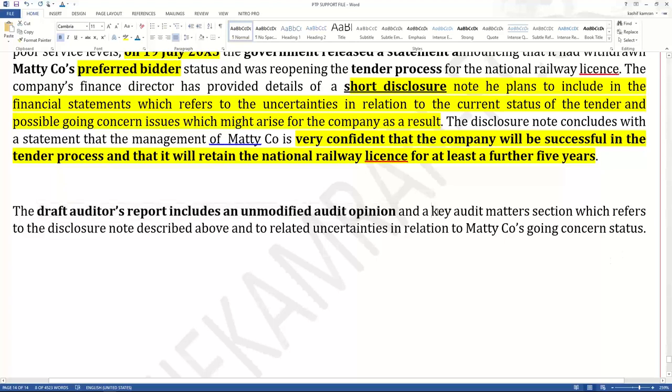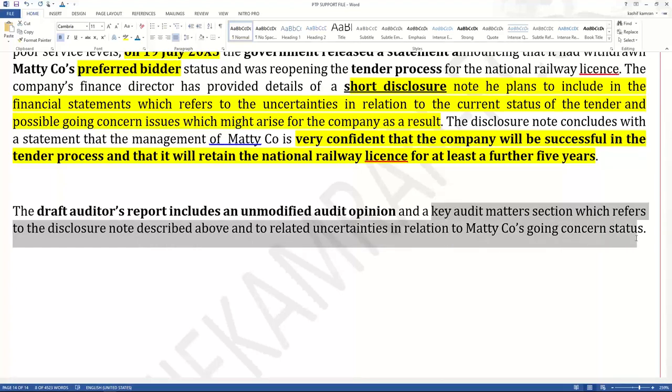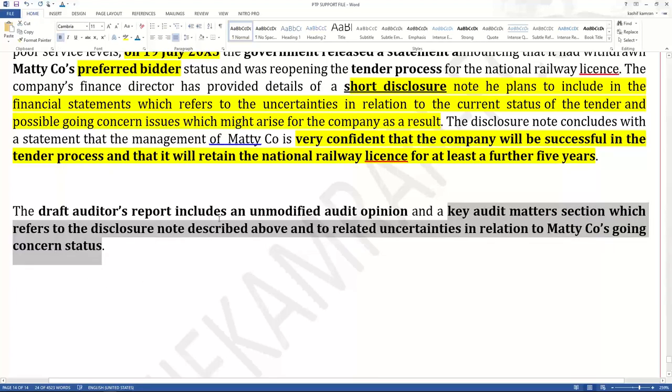And the key audit matter section, which refers to the disclosure note described above and related uncertainties in the going concern status. What have we done in the report? Tell me, is the report right here? Honestly.